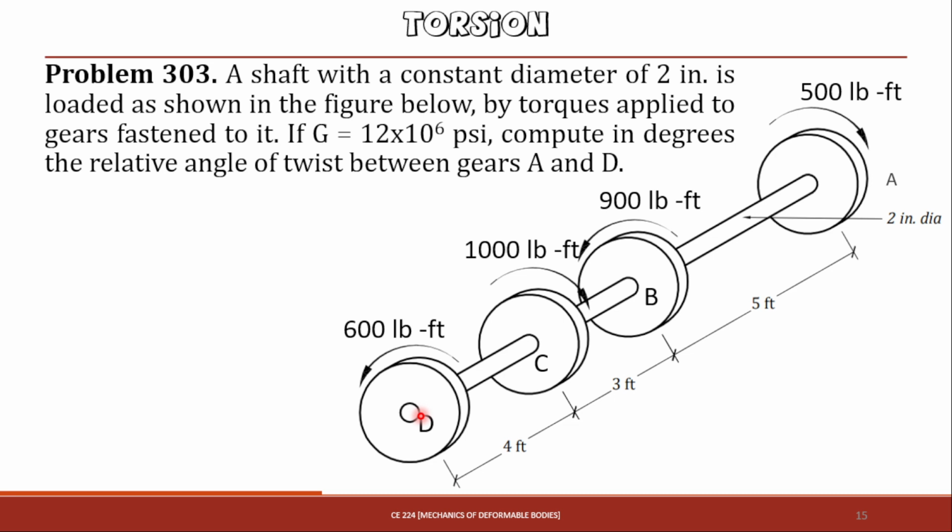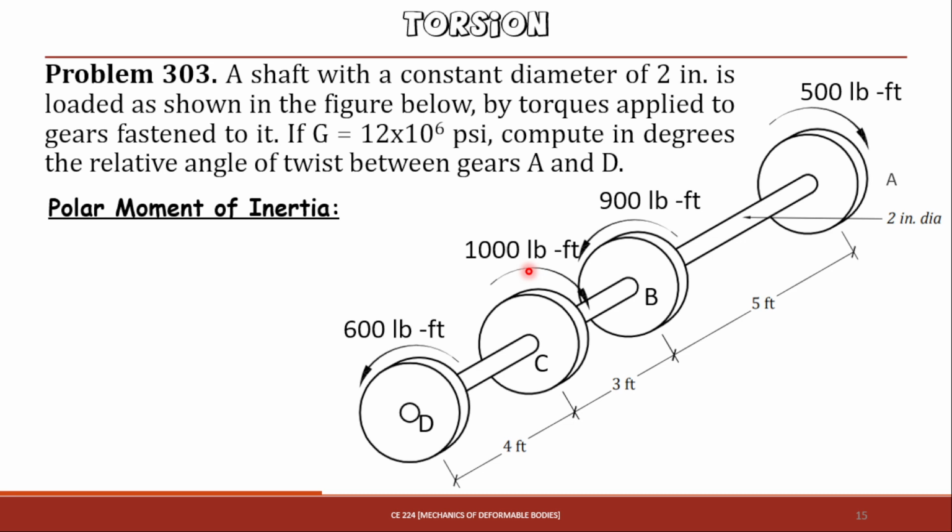Okay? So again, pag sinasabi natin ay yung angle of twist of D with respect to A, ang kukunin lang natin ay yung total angle of twist sa buong system natin. Okay? From A to B, B to C, C to D. Taking into account yung sign natin. So, yung sign convention natin dito, pag clockwise, that is positive. Pag counterclockwise, that is negative. So, let us analyze it further.